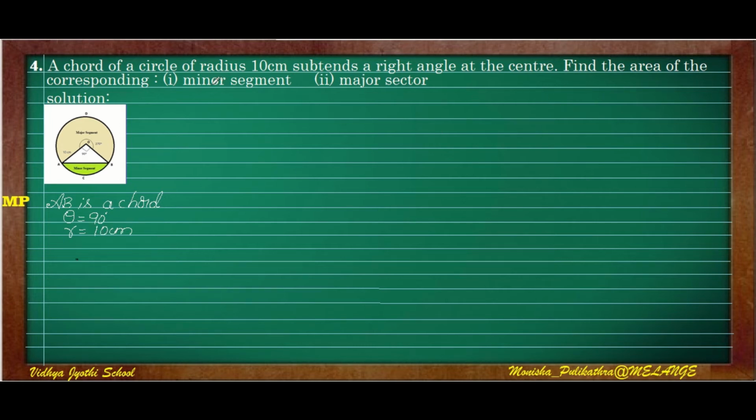What we have to find out? The area of the corresponding minor segment. You need to understand what is minor segment, major segment, minor arc, major arc and all. In this circle, the chord AB separates the major segment and minor segment. So here the minor segment is ACB. You can see a small semicircular part, right? If a chord cuts a circle, the biggest part is the major segment and the smallest part is the minor segment.